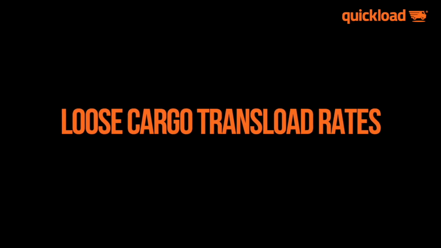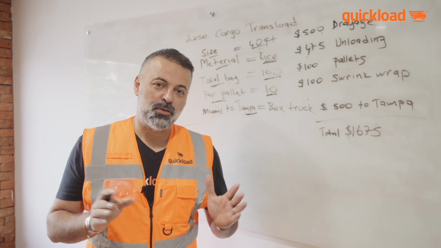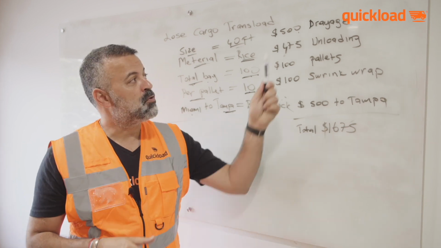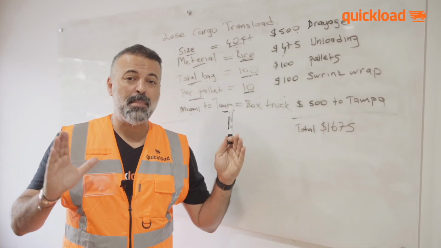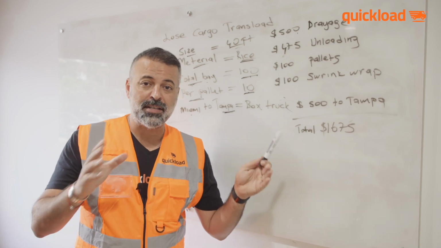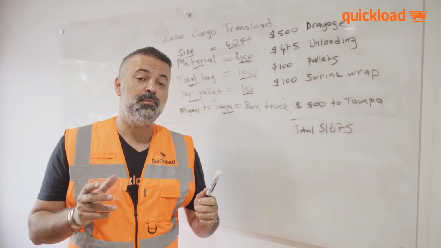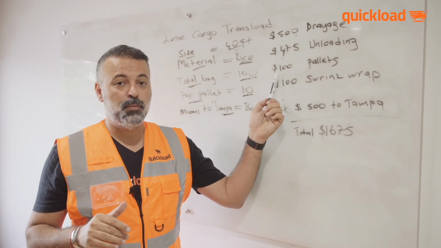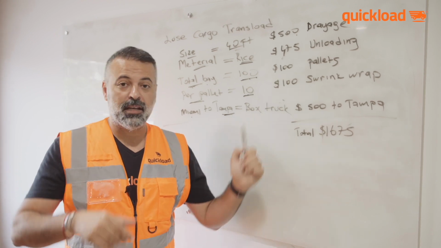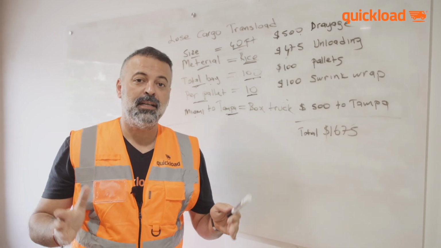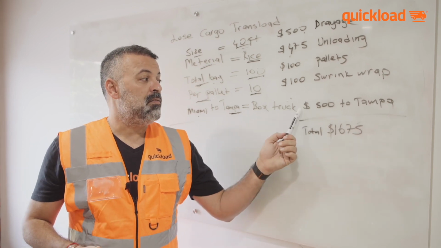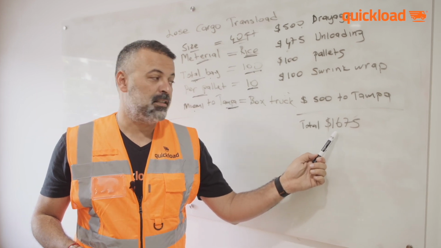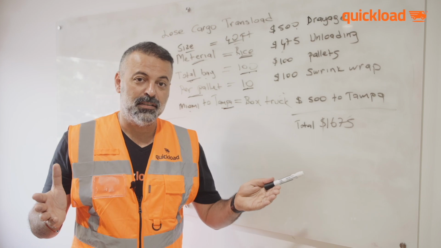Loose cargo transload. Pickup location Miami, drop-off location Tampa. For example, drayage $500, unloading with manpower, 40-foot rice container, $475. Customer requests 10 bags for each pallet. That means that we need 10 pallets, $10 per each pallet, $100. Same thing, shrink wrapping, $10 per pallet, 10 pallets, $100. We find a truck from Miami to Tampa, $500. Total rate, $1,675. That's simple.